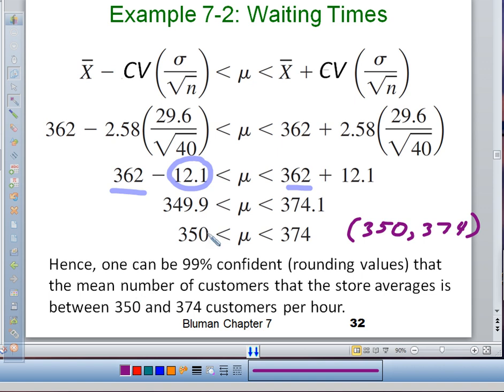Perfect. So then here's our statement at the end. One can be 99% confident that the mean number of customers that the store averages is between 350 and 374 customers an hour. Great. So again, pause if you need to review this for a little bit, and if not, go ahead and move on.